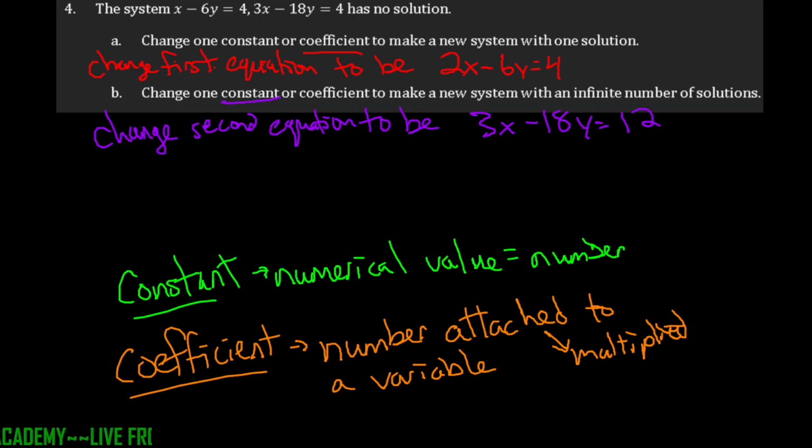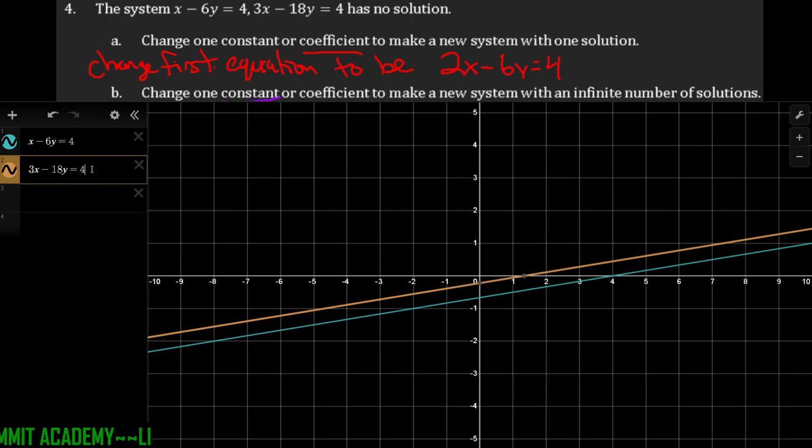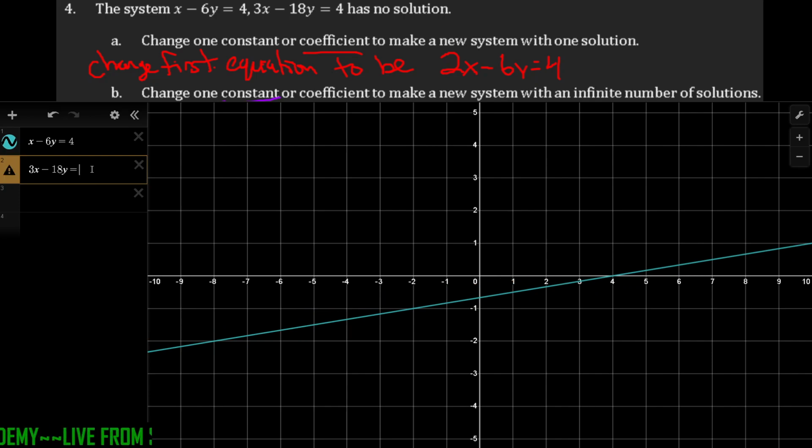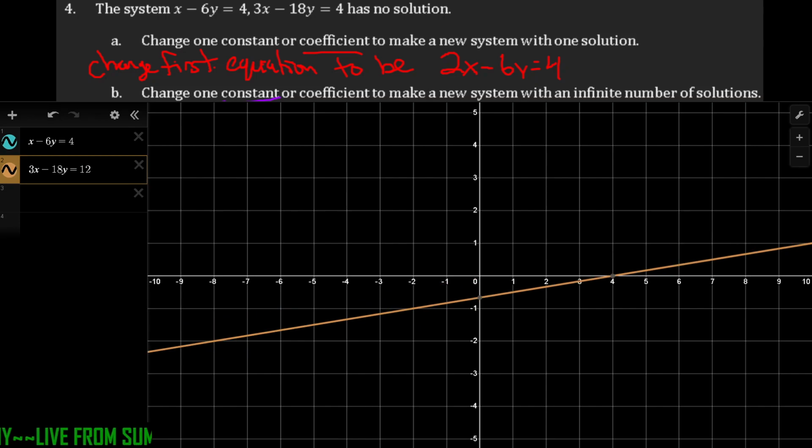So I'm multiplying this entire function by 3. Let me try that again. So this was 4. As I increase that number, notice how I'm getting closer to the blue line. It's like I'm multiplying this blue line by 3 to get this line. So I have to change this last constant to a 12, and that's when they overlap. As long as I change that to a 12, that's when they overlap. Okay.